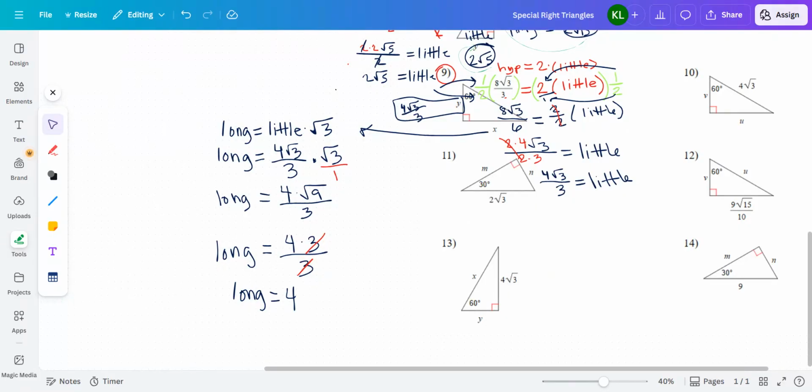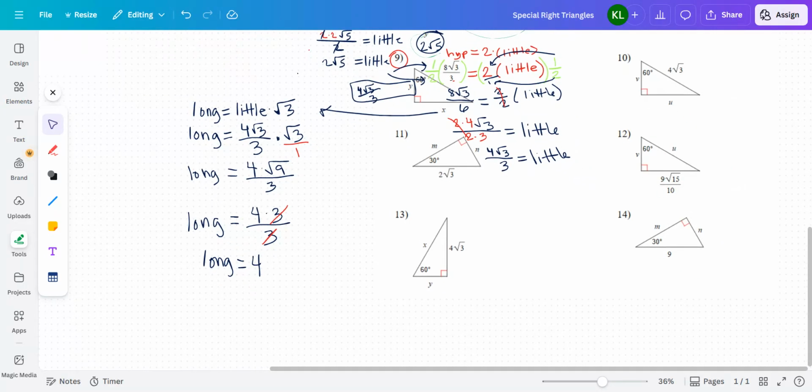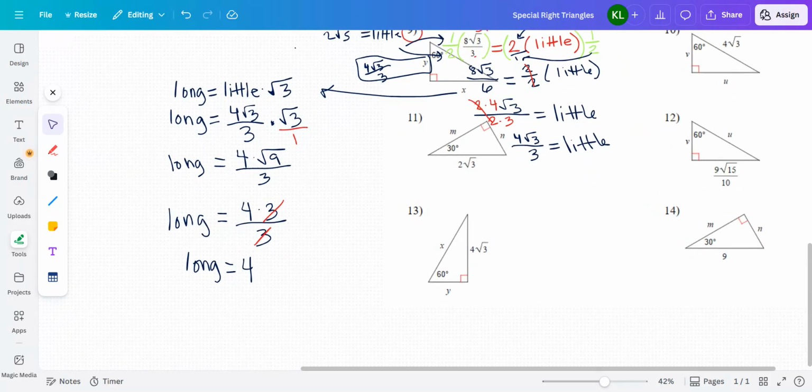Also, I will assign some extra practice in Delta Math. So if you want to sign into Delta Math just to practice these skills, you can. Understanding your special right triangles is so helpful. It makes your life easier. It really does.